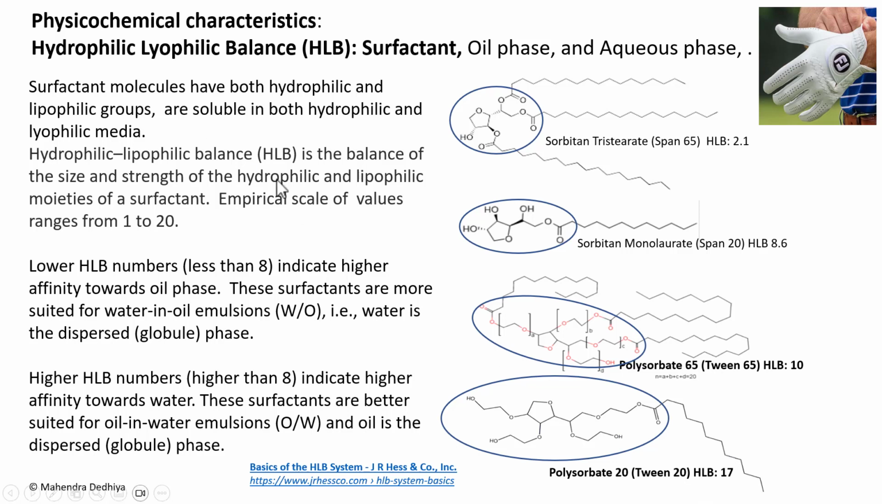Influence of hydrophilic and lipophilic moiety and its relationship to HLB. There are ways to calculate HLB numbers based on chemical properties of the surfactant.